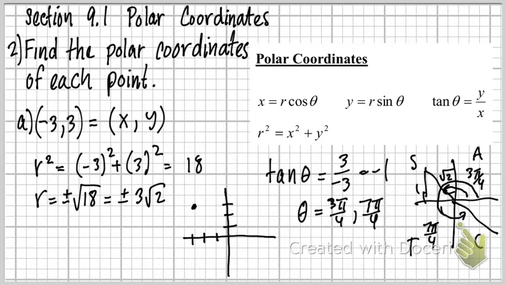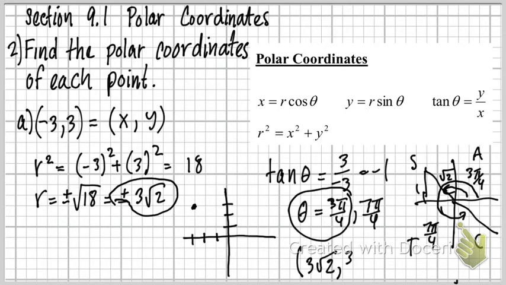So what I'm going to do here is I have to think about that now. That looks like I could use 3π/4. And it also looks like I can use the positive 3 square root of 2. So my actual answer for this one then would be, I'll just draw it down below here, 3 square root 2, comma, 3π/4.